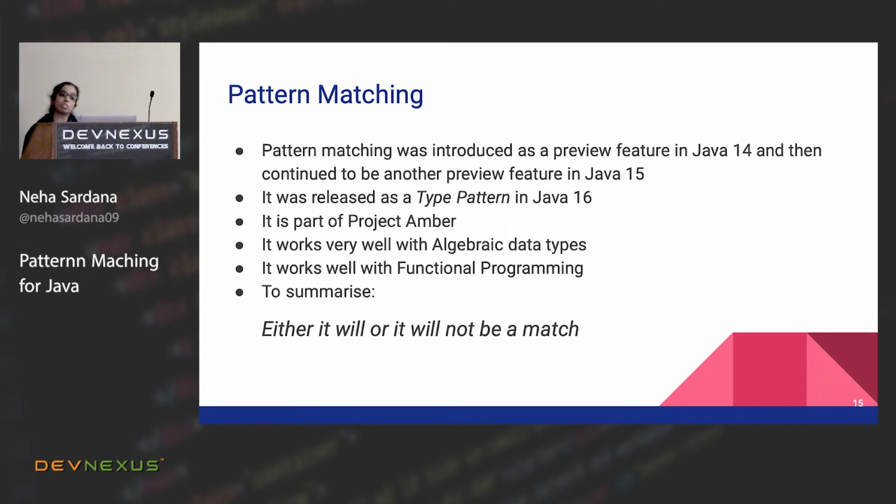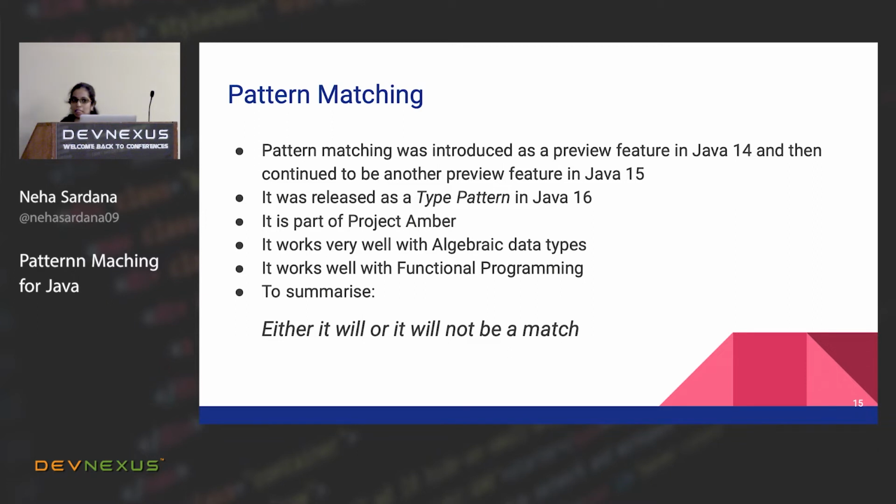So pattern matching was introduced as a preview feature in Java 14 and then continued as another preview feature in Java 15. It was released for the first time in Java 16 as a type pattern. So we'll see what a type pattern is in the next slides. It's part of Project Amber. This is where it was born. And it works very well with algebraic data types. And you'll see why I showed you algebraic data types before. It works very well with functional programming.